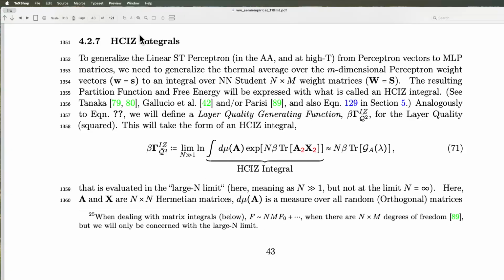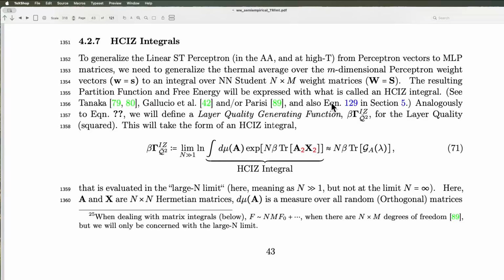This idea of these HCIZ integrals is some fairly advanced random matrix theory stuff that we're going to use. This is sort of the core idea. To generalize the linear student-teacher perceptron in the annealed approximation at high temperature from perceptron vectors to MLP matrices, we need to generalize the thermal average over m-dimensional perceptron weight vectors to an integral over student n by m weight matrices. The resulting partition function of free energies will be expressed with what is called an HCIZ integral.